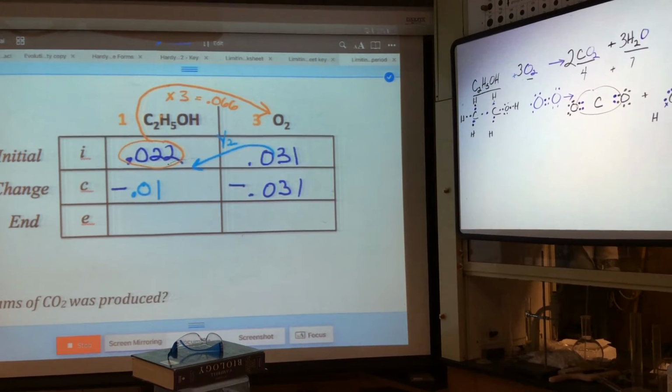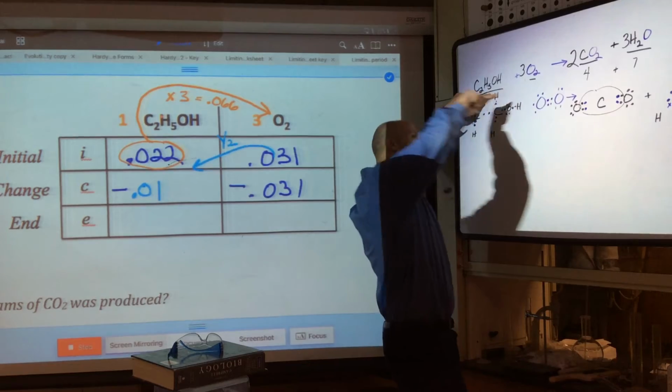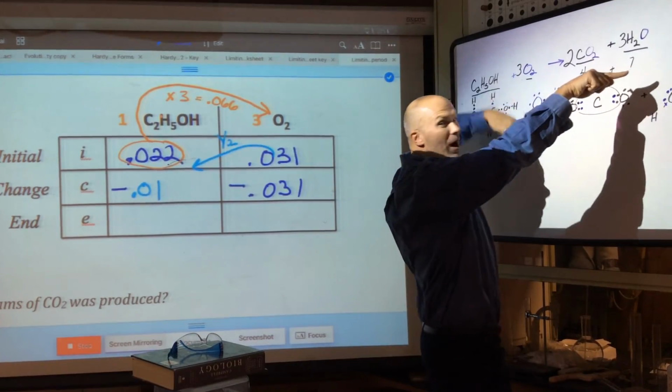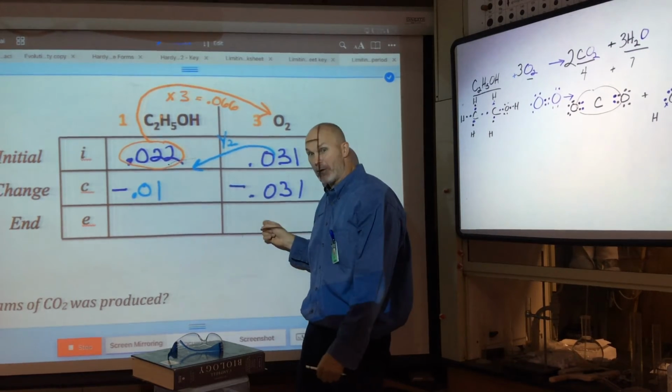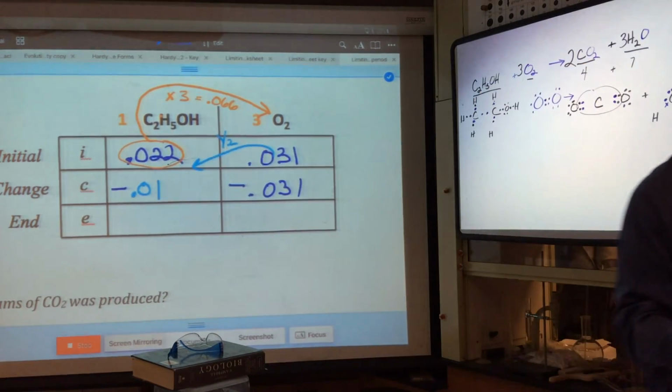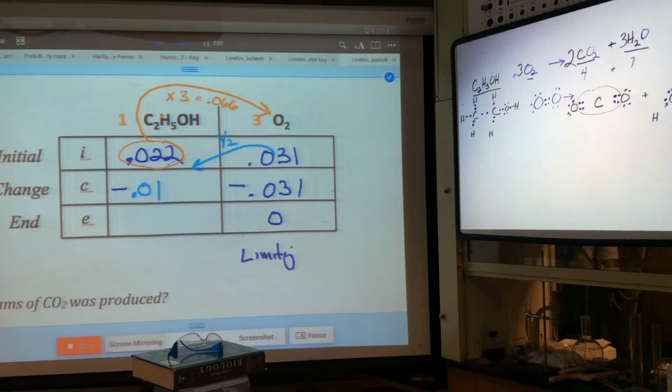Negative, negative. Why are these changes negatives? I'm starting with reactants. As I drive it forward, they're going what? And the limiting reagent stops the reaction because you run out of it first. So the limiting reagent always goes to what? And that screams limiting reagent.